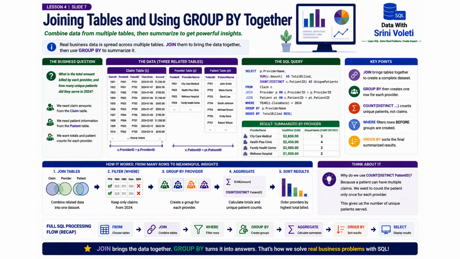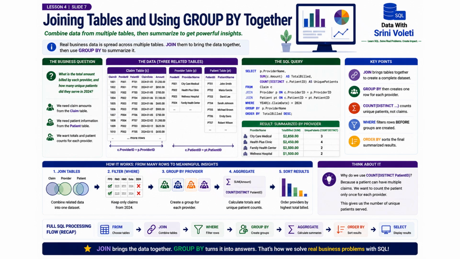Finally, order by sorts the providers from the highest total billed amount to the lowest. This helps the manager immediately identify the provider generating the most revenue for us. Now look at the workflow diagram at the bottom. Everything follows the same SQL sequence we have been practicing.